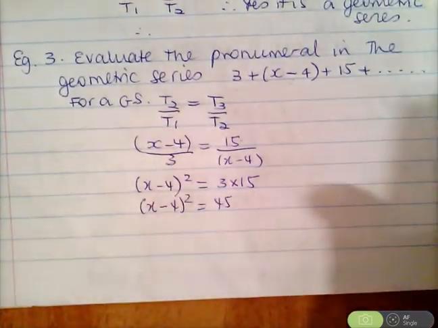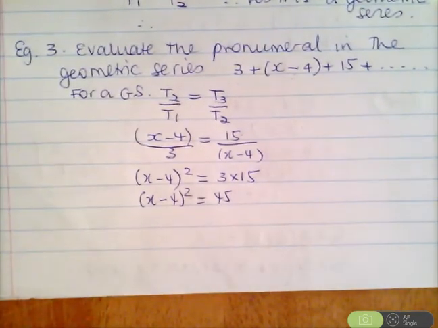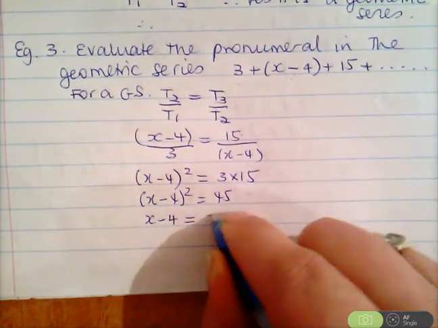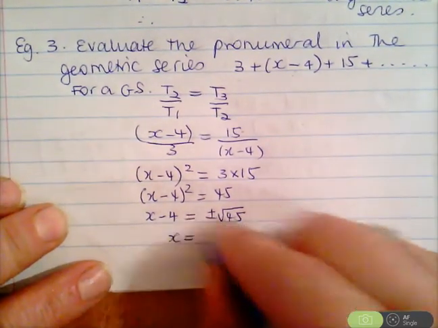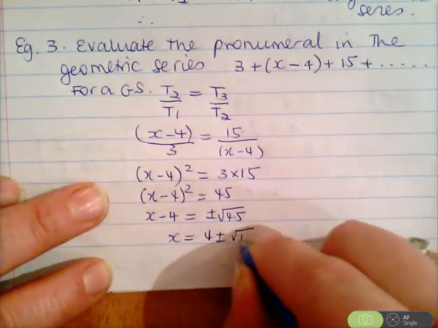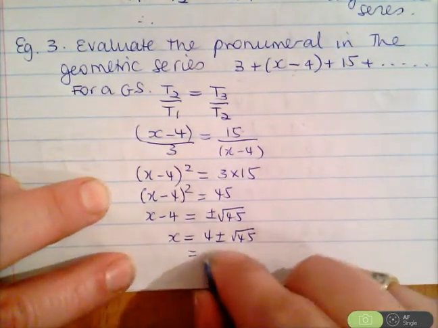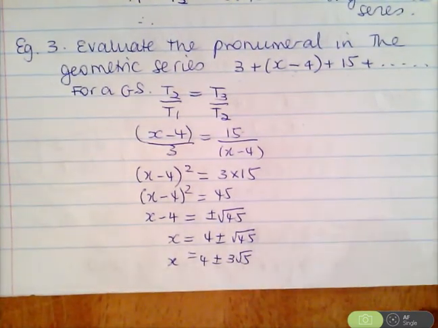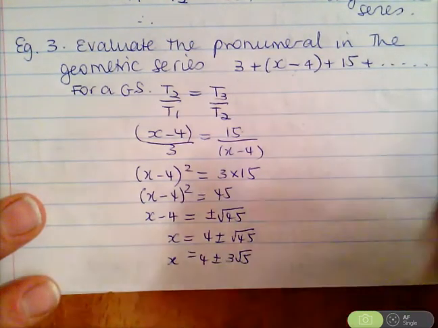Easiest thing to do here, we can either expand and take everything over to the left, or we can just take the square root of both sides. So if we take the square root of both sides, x minus 4 equals plus or minus the square root of 45. And so x equals 4 plus or minus the square root of 45. Now the square root of 45 is the square root of 9 times the square root of 5, which is 3 root 5. So x is equal to 4 plus or minus 3 root 5.